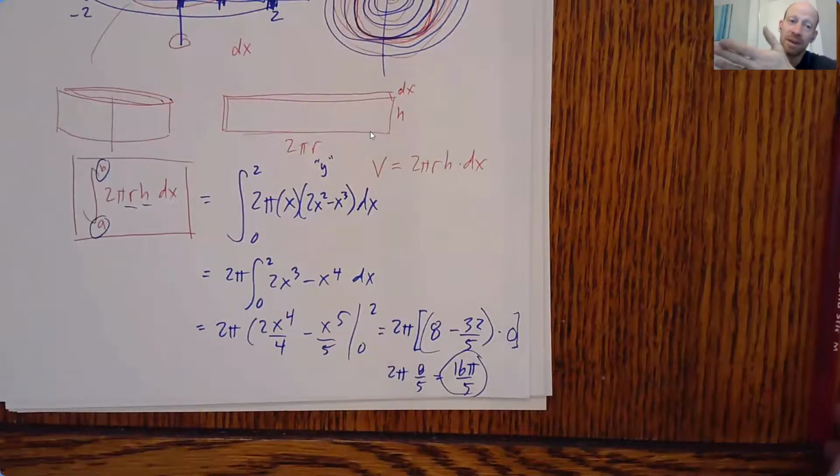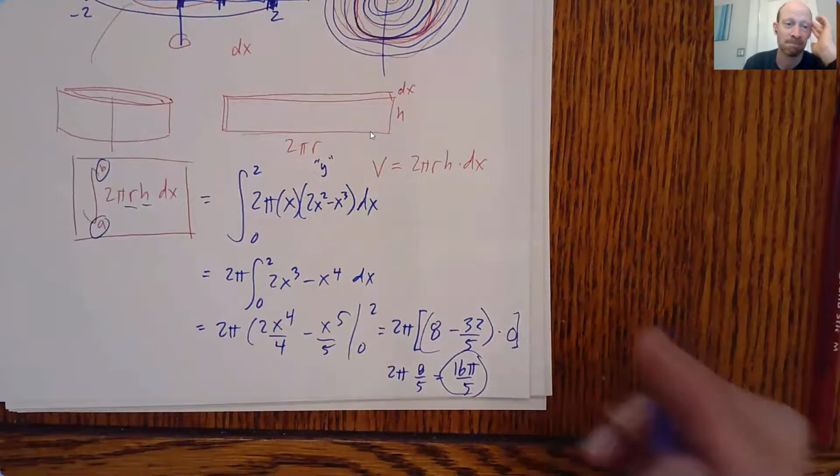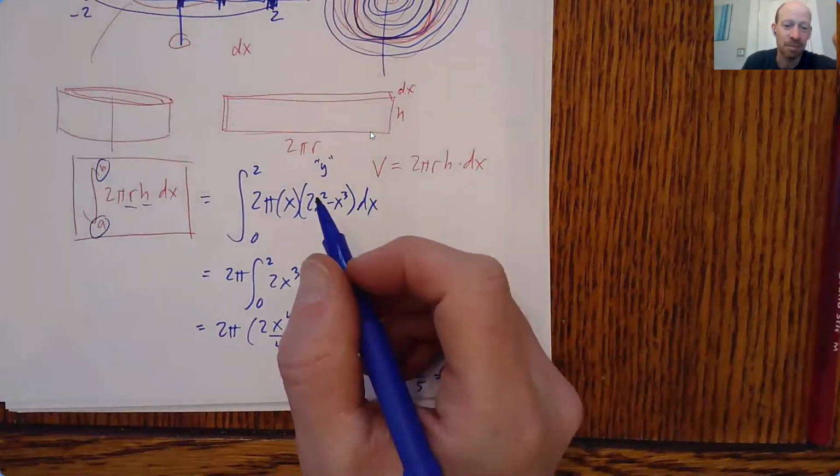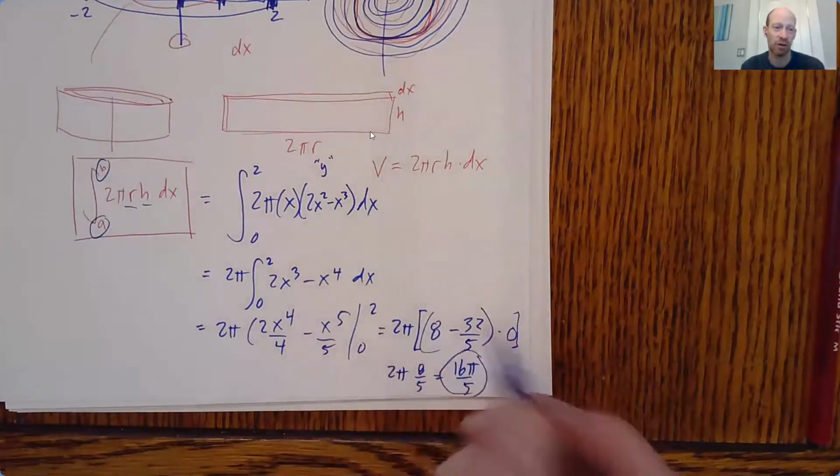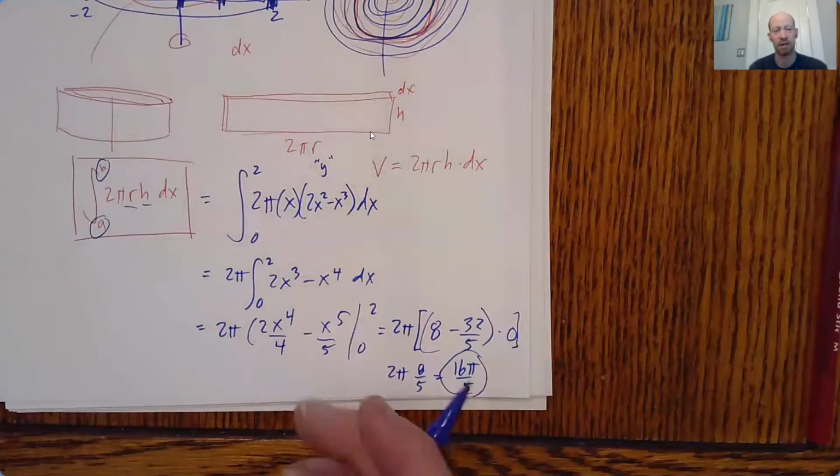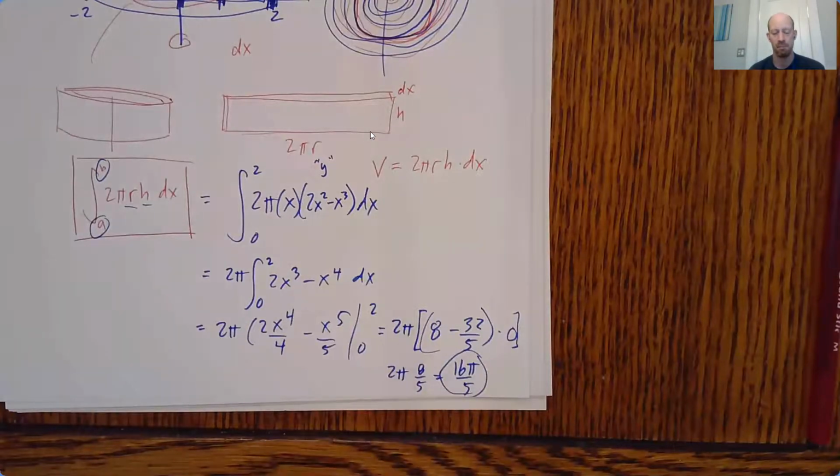One thing I do know is that my answer needs to be positive, right? This is a volume, so it has to be a positive value. If I've got a negative here, I did something wrong, possibly in the setup, possibly somewhere in the process, but something's not right if it's a negative. Okay. Questions on this?